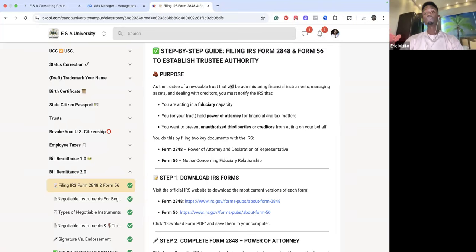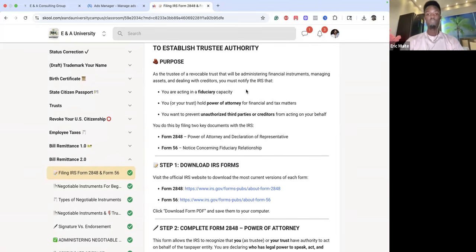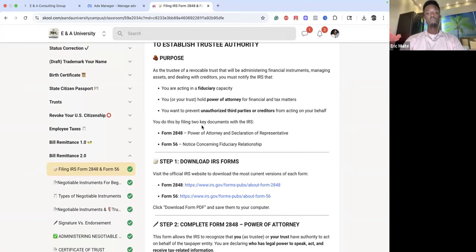And you must notify the IRS that you are acting in a fiduciary capacity. You hold the power of attorney for financial and tax matters. All right. We're dealing with financial and tax matters in this situation when it comes to those monthly billing statements. And this is why we're covering this. You want to prevent unauthorized third parties or creditors from acting on your behalf. And you do this by filing these key documents with the IRS.